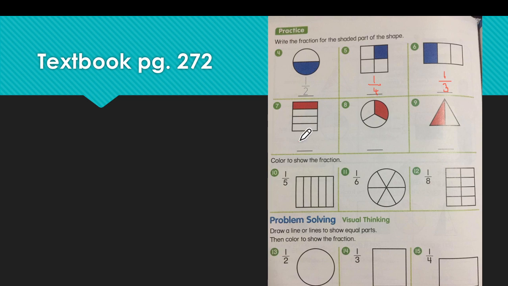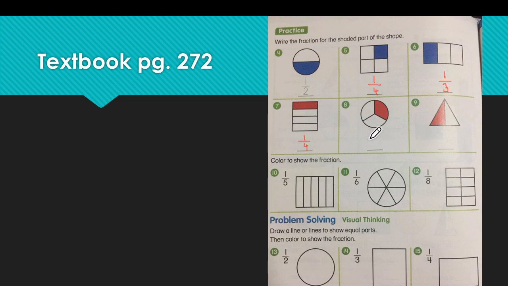First, start with drawing the line. Good. Now, count how many equal parts make this shape. 1, 2, 3, 4. Very good. Easy to count. Now, how many of these parts is shaded red? Only 1. We will write number 1 on the top. How do we read this fraction? 1/4. Very good.